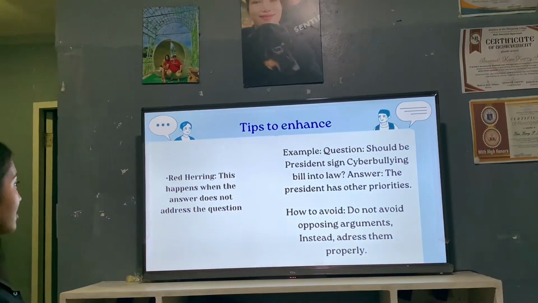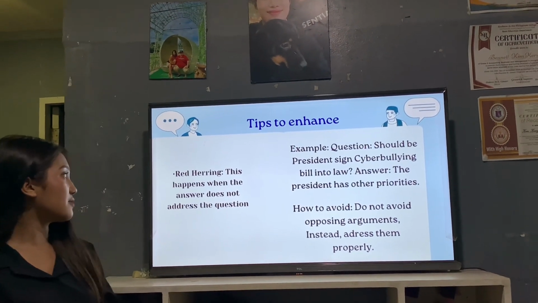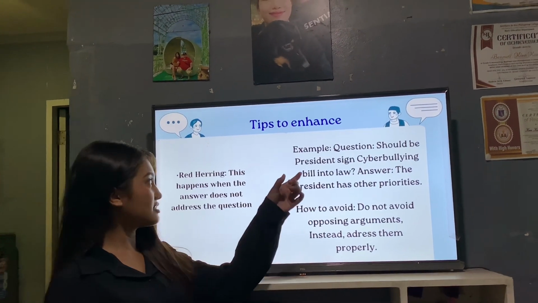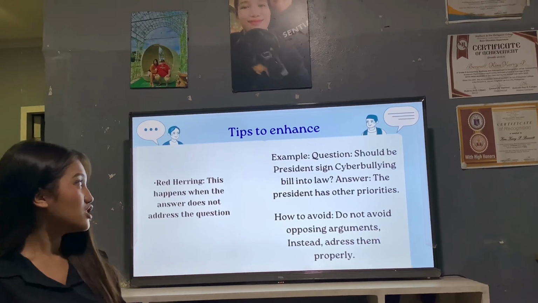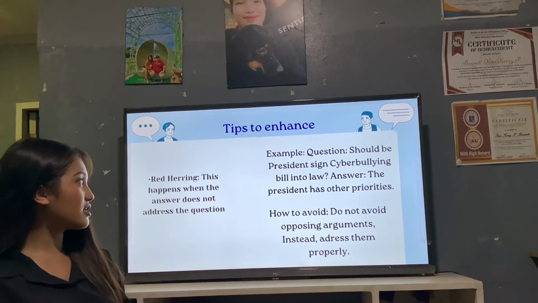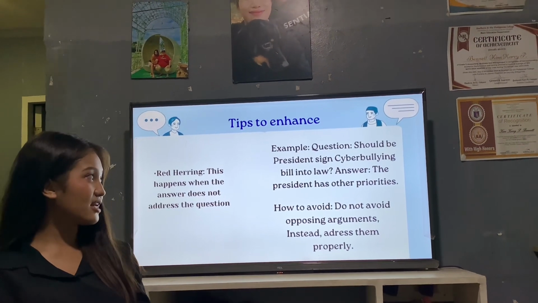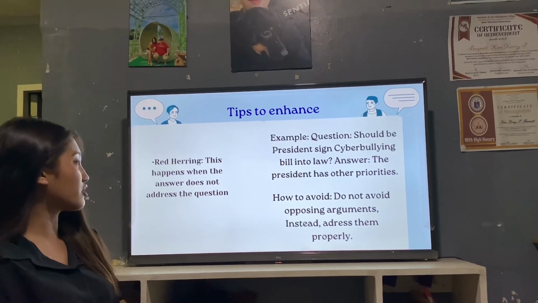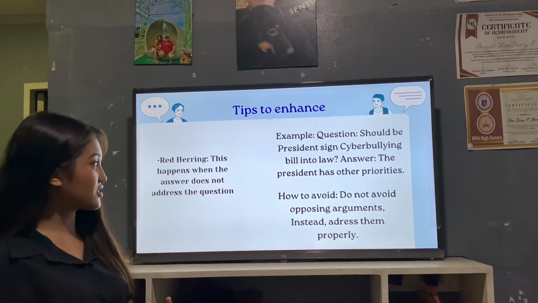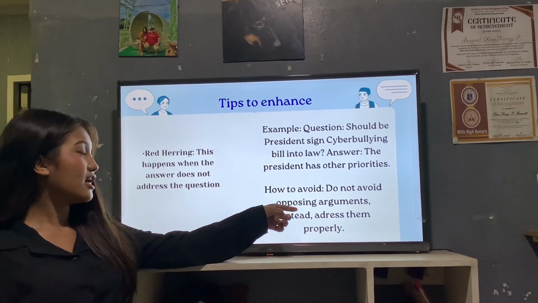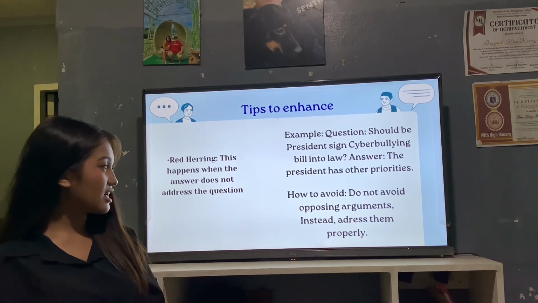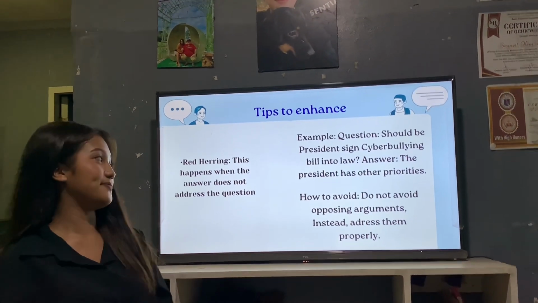And lastly, the red herring. This happens when the answer does not address the question. For example, the question is, should the president sign the cyberbullying bill into law? And its answer is, the president has other priorities. So that answer is far from the question. And then, how will you avoid it? You will avoid it by not ignoring opposing arguments, instead, address them properly.